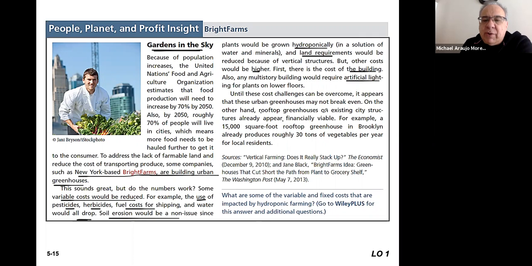What we do know is there are a lot of rooftop greenhouses in the city, and these are working out pretty well. So, for example, a 15,000 square foot rooftop greenhouse in Brooklyn has already produced 30 tons of vegetables per year, which really makes it sort of a cash cow. They can be literally dancing on their roofs. Okay, how terrific.